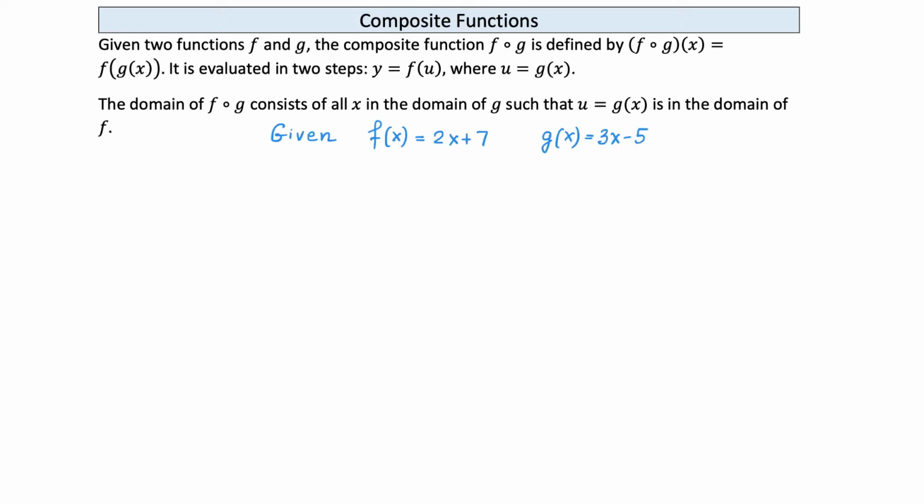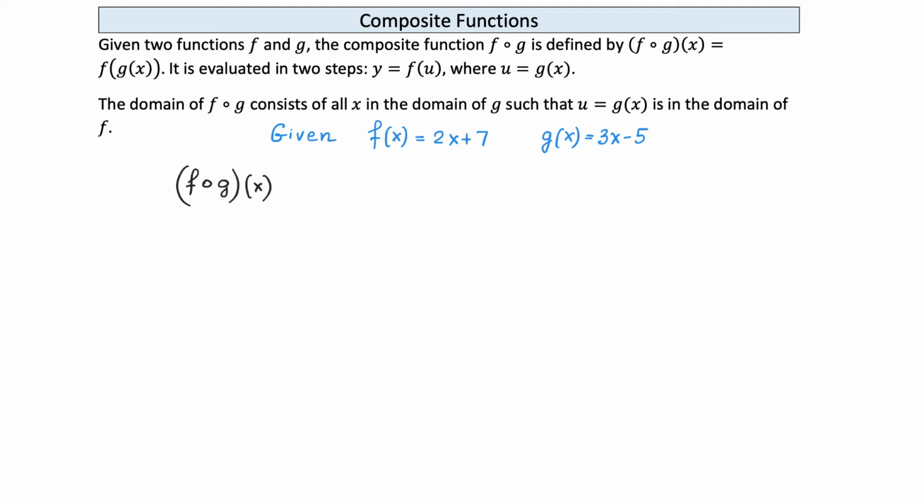So here we have 2 functions. The first one is f of x equals 2x plus 7, and the second one, g of x equals 3x minus 5. First, we will find the composition of f and g of x. When we write the composition of 2 functions, it is important what function we write first, because the function that we write first is the main function and the second one becomes the domain of the first one.